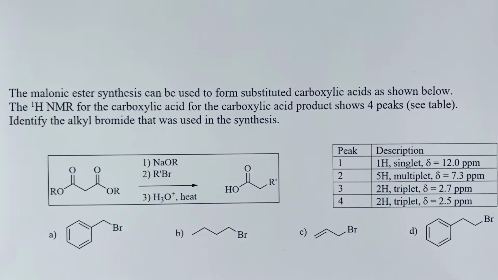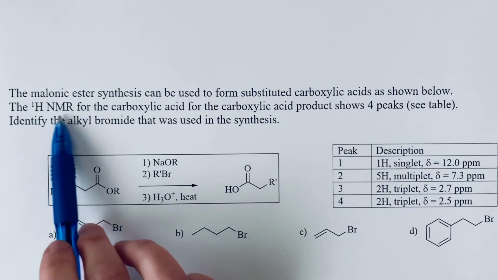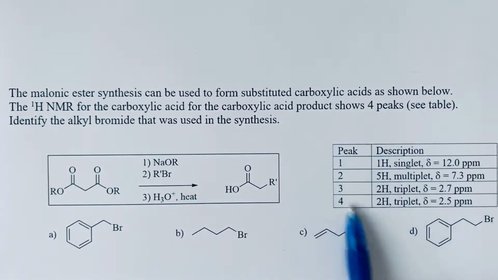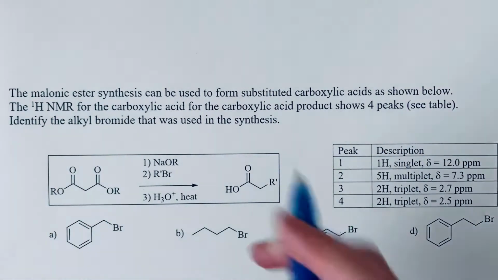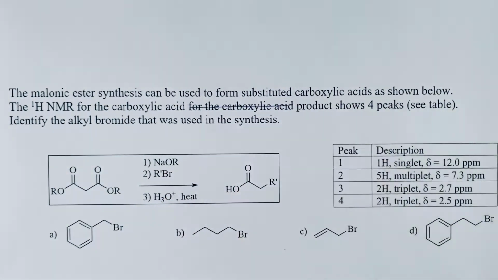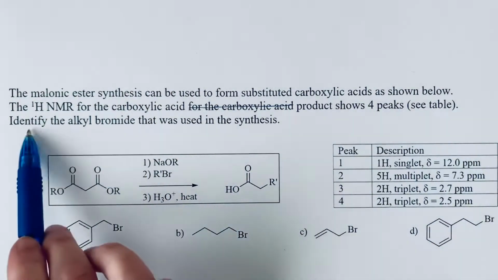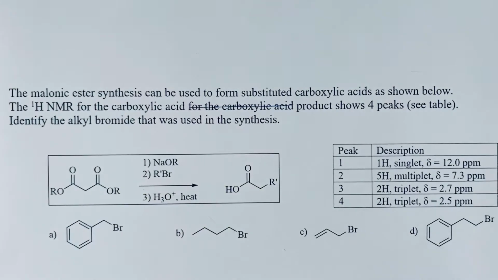The malonic ester synthesis can be used to form substituted carboxylic acids as shown below. The proton NMR for the carboxylic acid product shows 4 peaks, and we're asked to identify the alkyl bromide that was used in this synthesis.